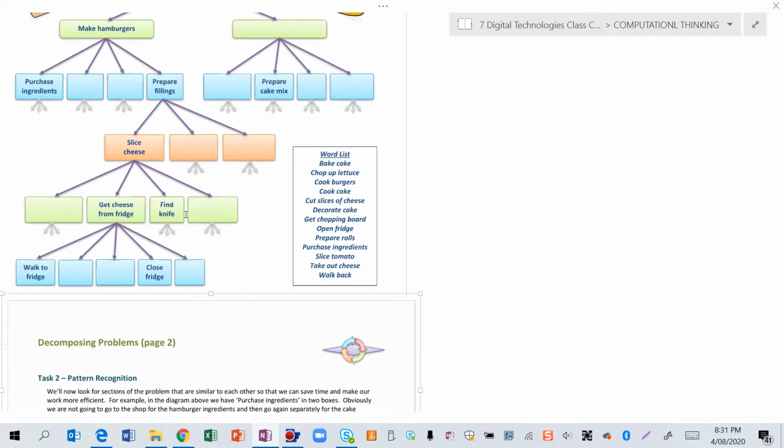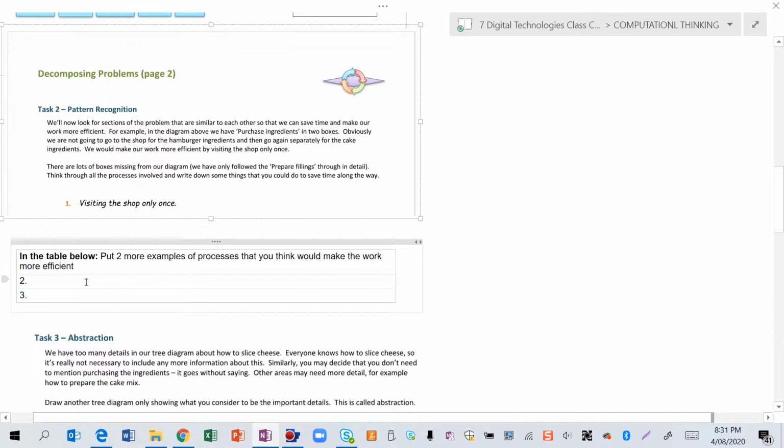Would you go to the fridge for the cheese and then go back, and then go to the fridge for the butter and then go back? So these are just some of the things. And would you wash everything up one at a time, or would you wait and then wash everything up together at the end? I don't know. So you decide what you might do, and you've got to have 2 more examples of how you might streamline the processes so that you're not doing the same thing over and over again.